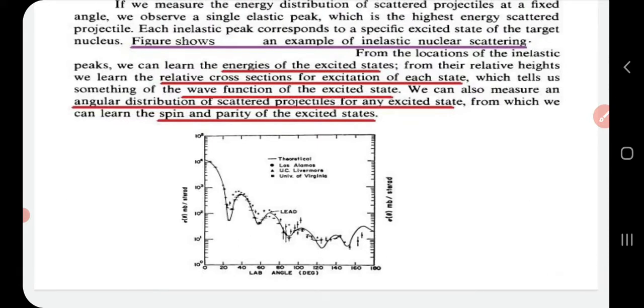So from this figure, what all things will you get? That is, you will be able to calculate the energy of the excited state. Second, from their relative heights, you will be able to calculate the relative cross section for excitation of each state. Third, you will be able to calculate the wave function of the excited state. Fourth, you will be able to calculate the angular distribution of the scattered projectile for any excited state. And fifth, you will be able to calculate spin and parity of excited states.